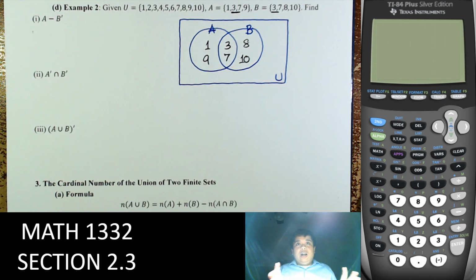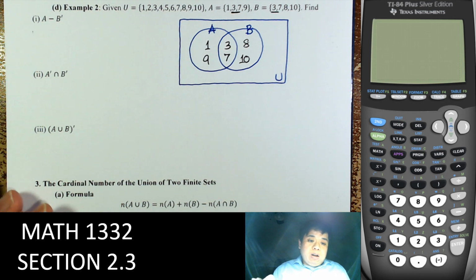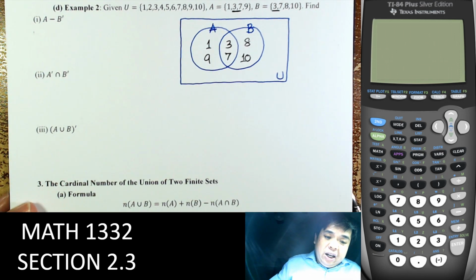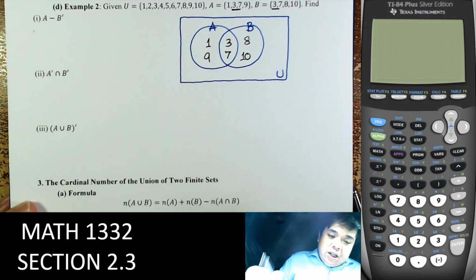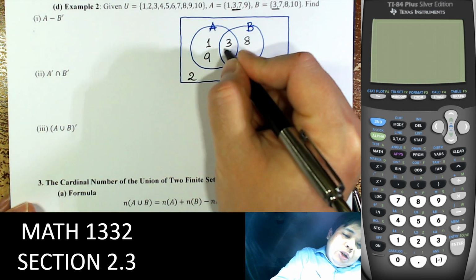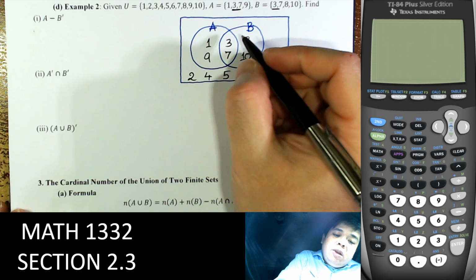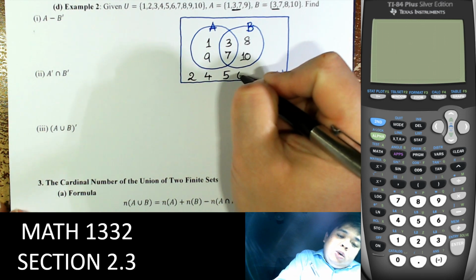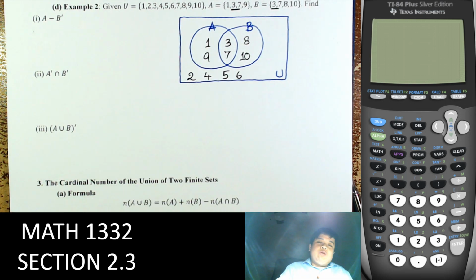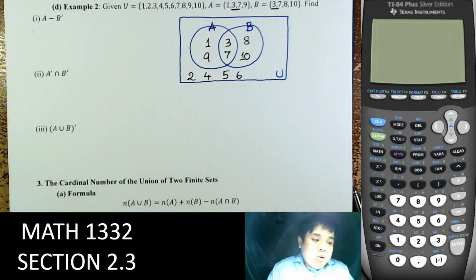So outside, only in the universe and not in A or not in B, has to be what's remaining here. So you have 2, 4, 5, and 6. We have 7, 8, 9, 10. Right, so that's what we have as far as the Venn diagram goes.